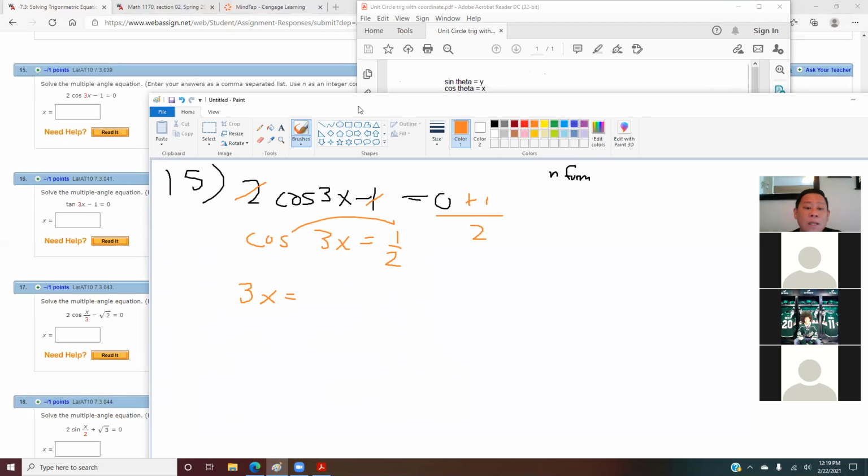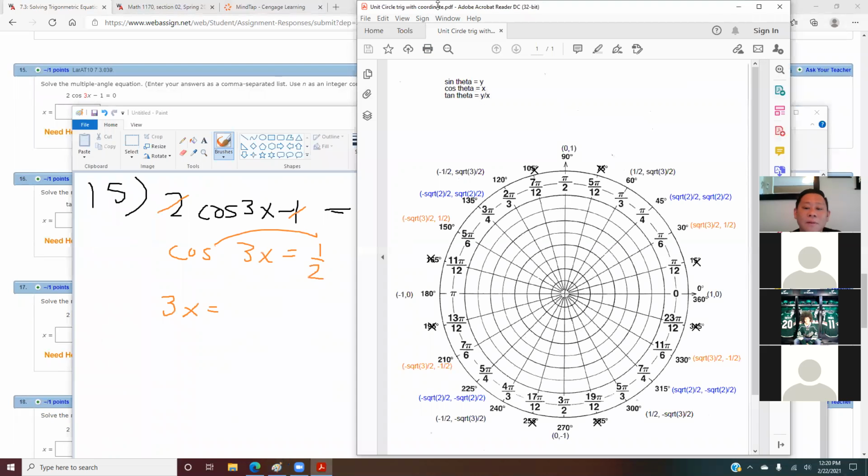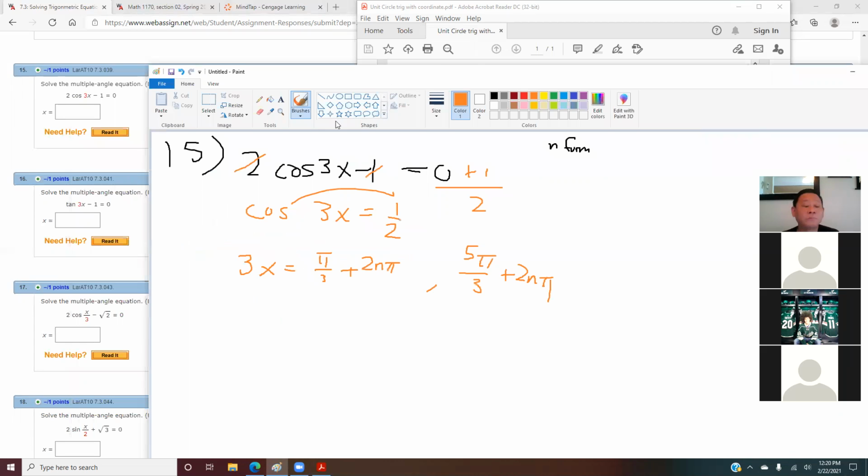So can someone tell me what is the arc cosine of 1/2 again that we did multiple times? Pi over 3 and 5 pi over 3. So in this case, it will be pi over 3 plus 2n pi, and 5 pi over 3 plus 2n pi. The reason is because you have to be in the n form. Now, this is usually what we did, and we are done, right? But if you have a multiple angle equation like 3x here, you have to divide everything by 3 now.